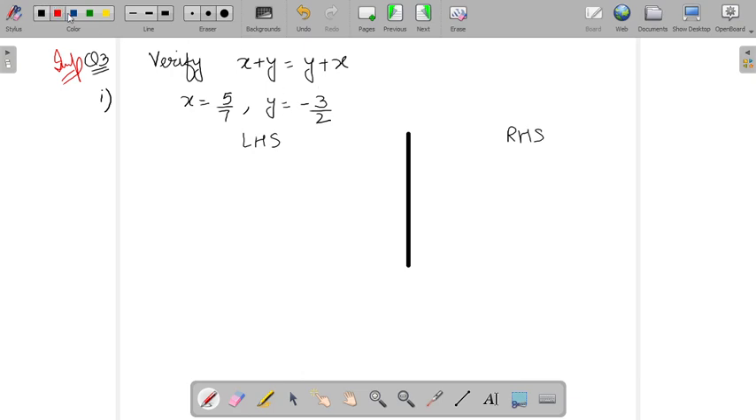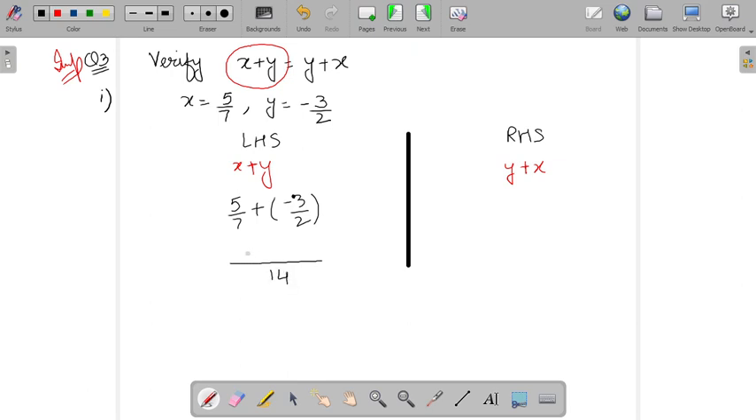So here the LHS is x plus y, so here you will write x plus y, and RHS is y plus x, so here you will write y plus x. Now verify means you have to prove LHS should be equal to RHS. So instead of x you will substitute this value, that is 5 by 7, plus the y value, which is minus 3 by 2. Now next step, same procedure.